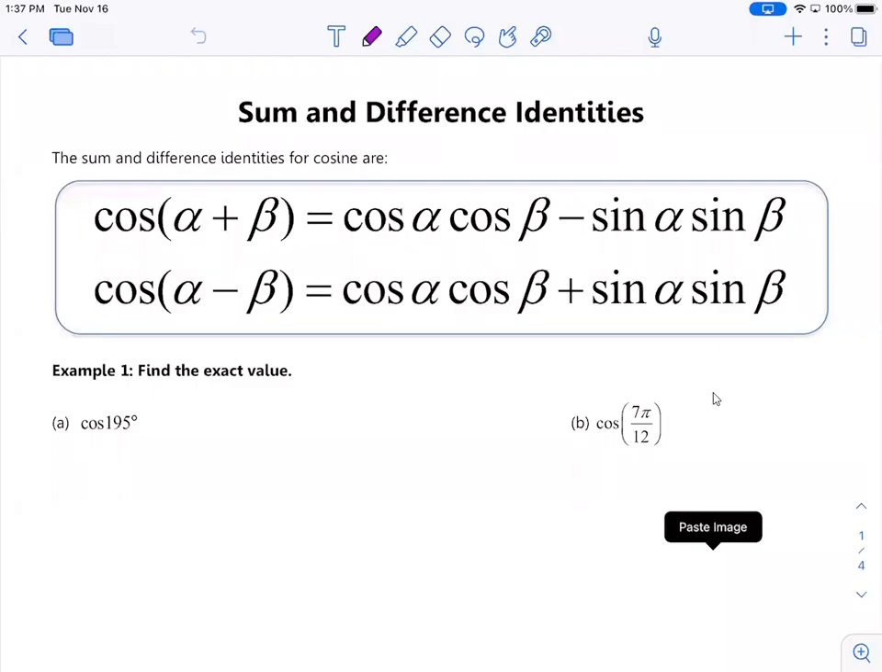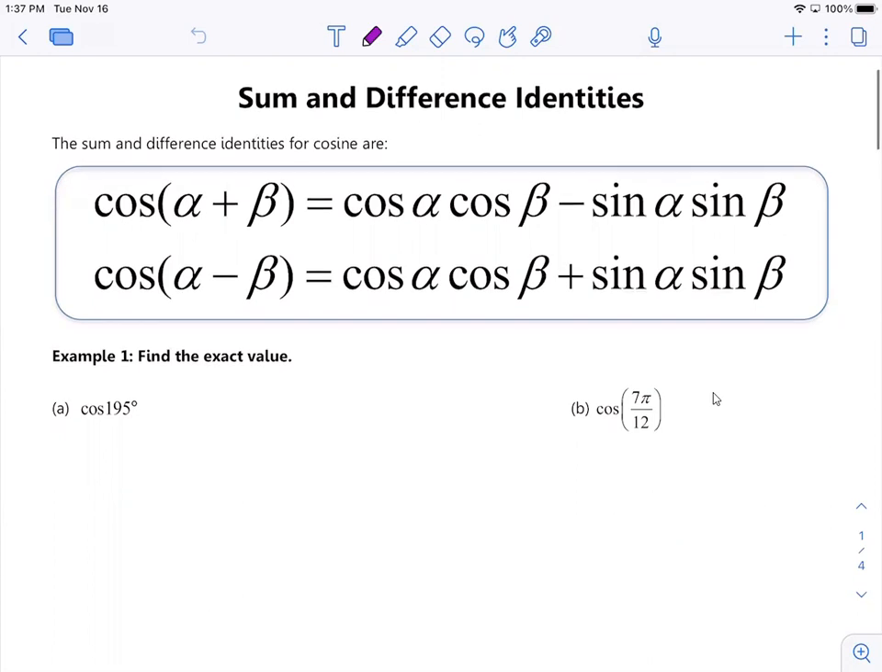Hello, these are your notes for your sum and difference identities. These formulas are actually given to you on your reference sheet, so I'm just going to give the identities to you. You don't have to memorize these. If you're interested in knowing where they came from and you want to see the proof, I'm very happy to provide that. I just want to show you that you are given the formulas, and the whole purpose of this lesson is how do we use these formulas.